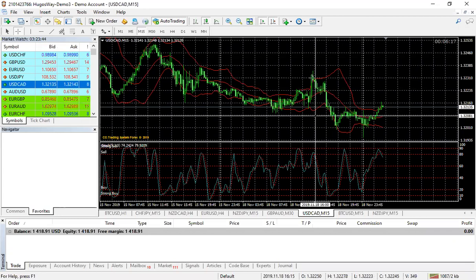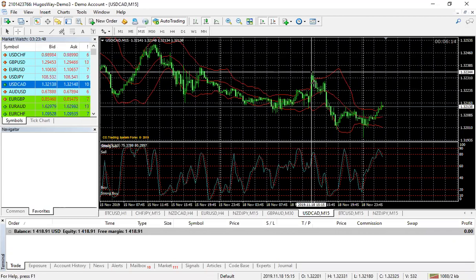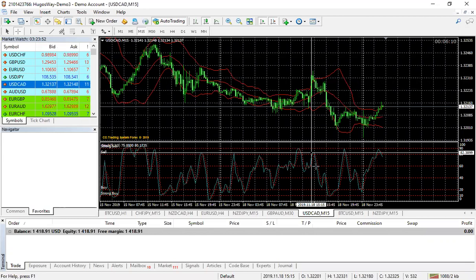Same thing here. We had price shoot up really rapidly. It came up out of the bands, and then we had a signal with our stochastics.